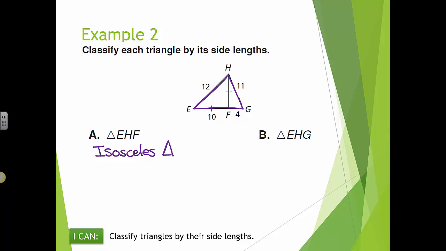EHG, that's the big triangle there. I know this side is 11. See that there? This side is 12. This total side is 10 plus 4, so this whole side is 14. They are all different, which makes this a scalene triangle. So we just practiced the first two I can statements. I can classify triangles based on their angle measures, and I can classify triangles based on their side lengths.